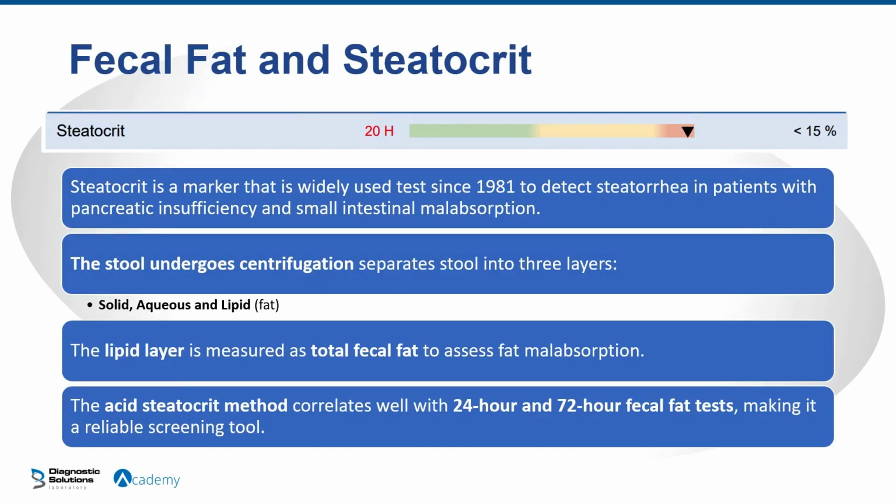Steatocrit is actually one of the best ways to measure fecal fat malabsorption, and it is offered on the GI map test. It is not offered through conventional labs. This is one of the things that makes the GI map such a special panel. Steatocrit is a marker that has wide validation to show that it is a very good marker, taking a random stool sample to see how much fat malabsorption is present.